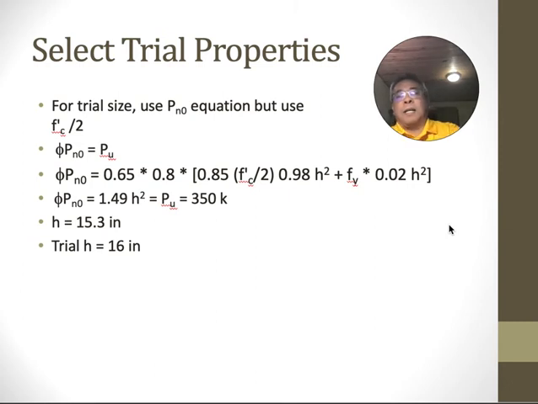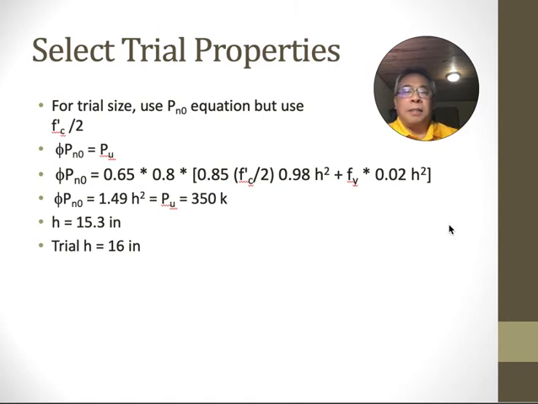So for the trial size, that's funny, trial size sounds like something you would get at Walmart for toothpaste or something. But anyway, for the trial size of the column, you're going to take F'c over 2 and then calculate the capacity. If you remember, the capacity was 0.85 F'c times the area of concrete, plus Fy times the area of steel. And we're shooting for about 2% steel.